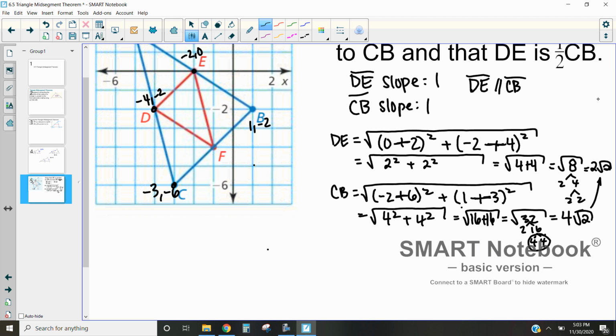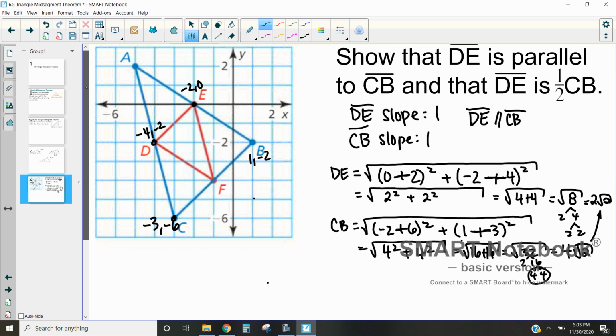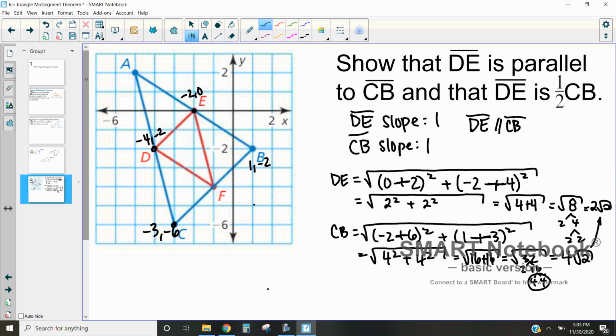If you're interested in the proof of why the triangle midsegment theorem works, it's going to be very similar to this idea where we put it on a grid and we use those. But instead of using specific points, we're going to use arbitrary points. So please check out that video. But again, this is how we can apply that triangle midsegment theorem.